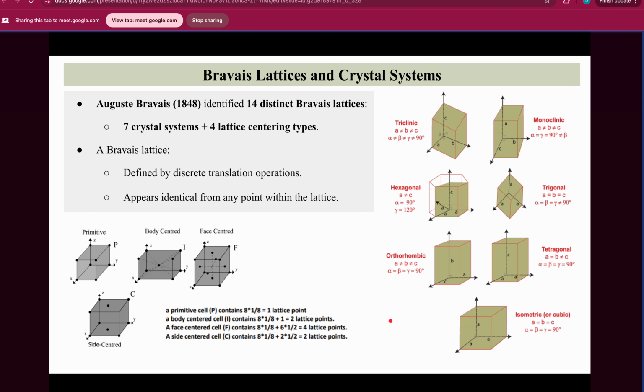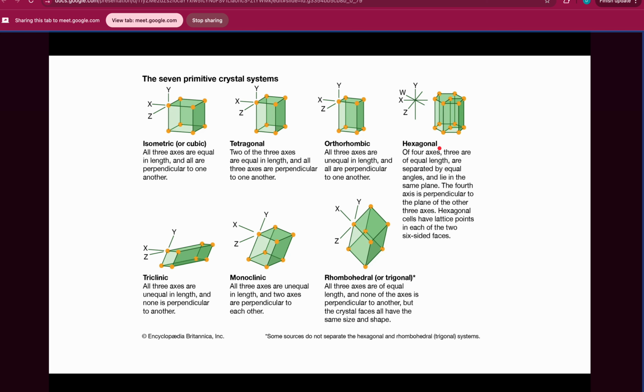So this is how the 14 Bravais lattices are formed, depending on the arrangement of these lattice points and the distance between two planes, or you can say the distance between 2 points in the three directions. This is also explained in detail if you want to read, so you can go through the slide.